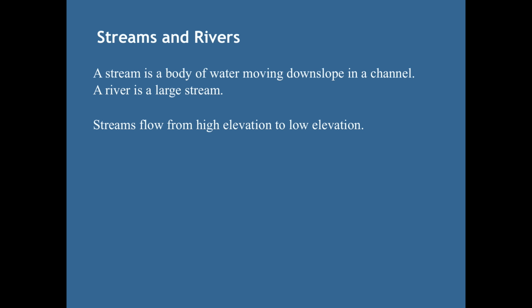All of these flow from high elevation to low elevation. There's a common misconception that all rivers flow from north to south. That's not true. It doesn't really matter which way a river goes, north, south, east, or west. It's always going to go from high to low, from the mountains to sea level. So just like air pressure with wind, the wind will blow from high to low. Streams will flow from high to low.